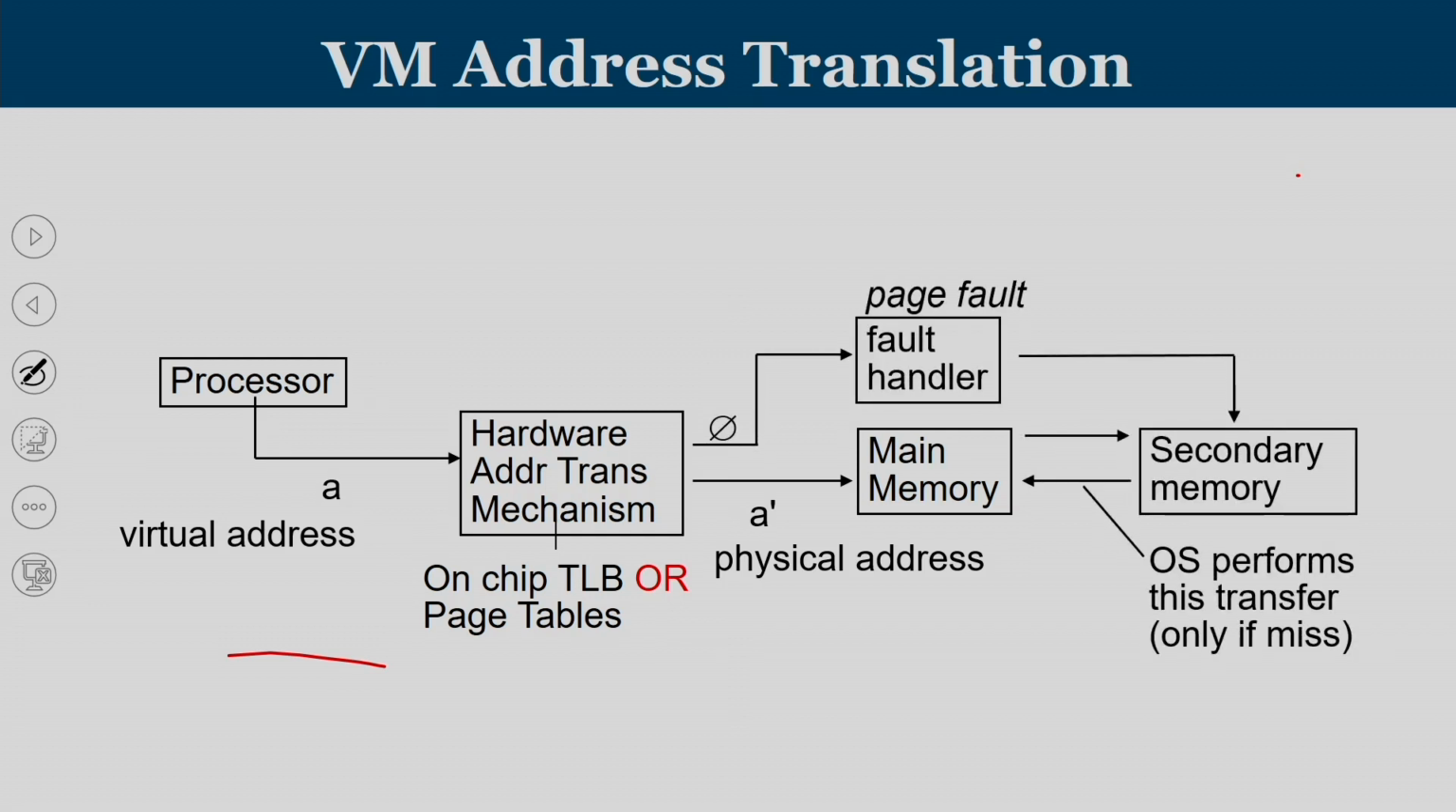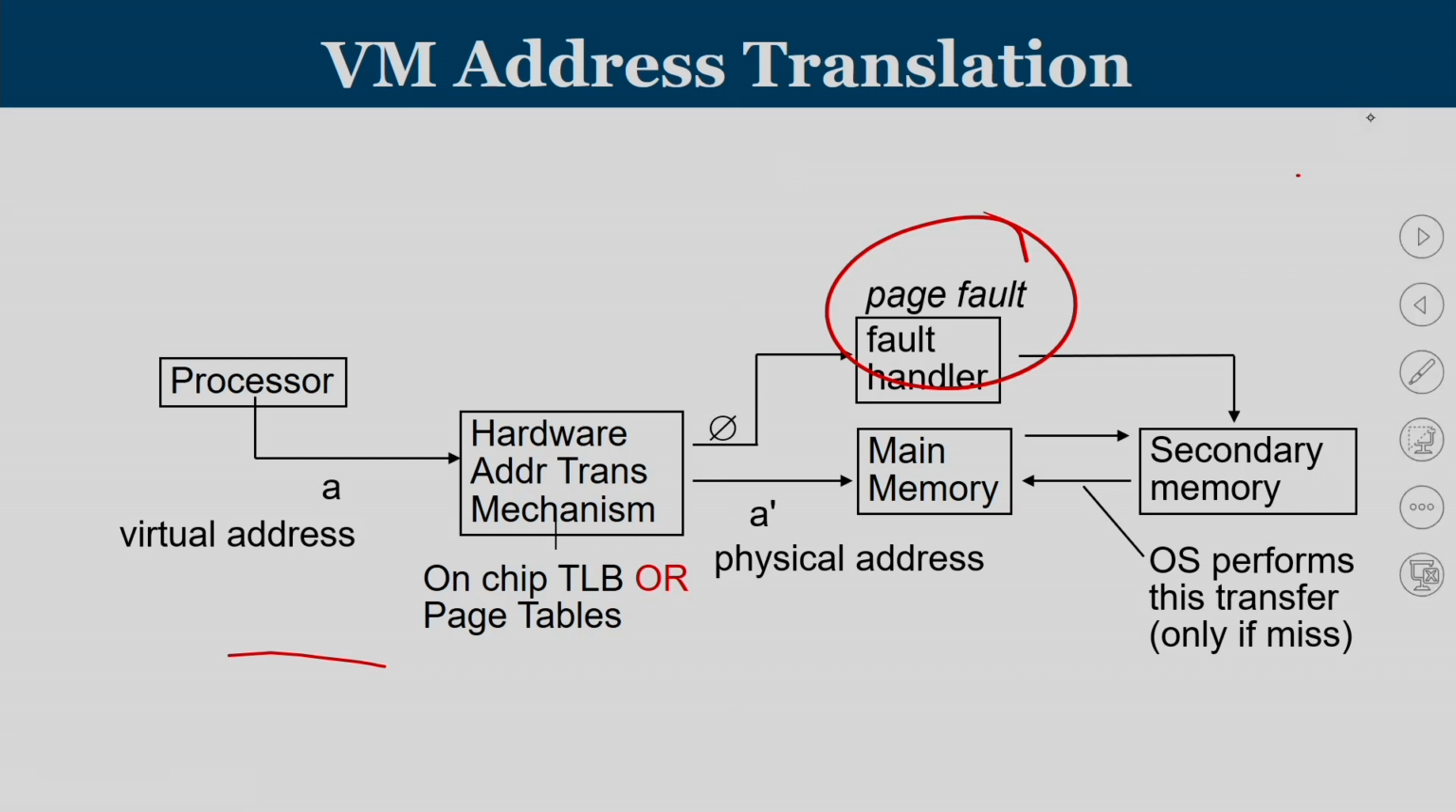Sometimes during the address translation mechanism, you will come to know that there is no frame available, and that scenario is known as a page fault. We call it a page fault. Once you get a page fault, you go into the secondary memory and transfer contents into the main memory, and that is done with the help of the operating system.